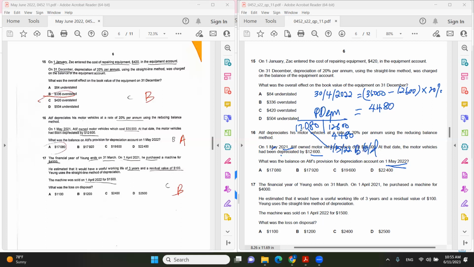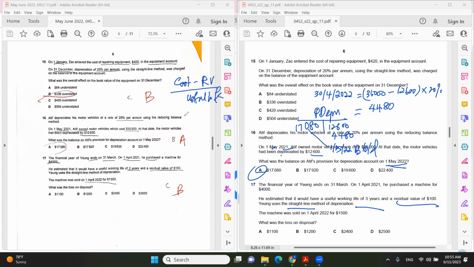Okay, so the answer should be 17,080. Next, the financial year of Yo ends at 31st. On 1st April 2021, he purchased a machine for 4,000. He estimates that it will have a useful life of 3 years and a residual value of 100. He uses the straight line method. With the straight line formula, it will be the cost minus residual value, divided by the useful life.